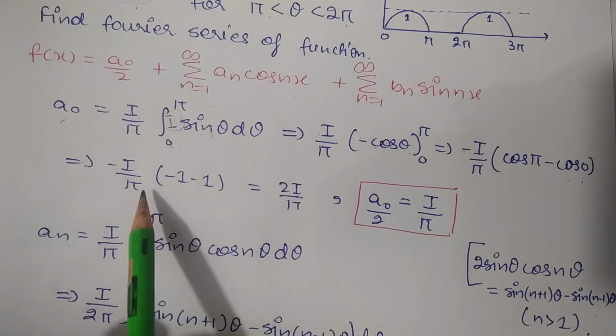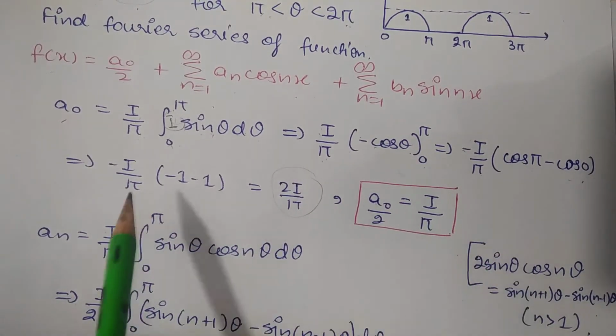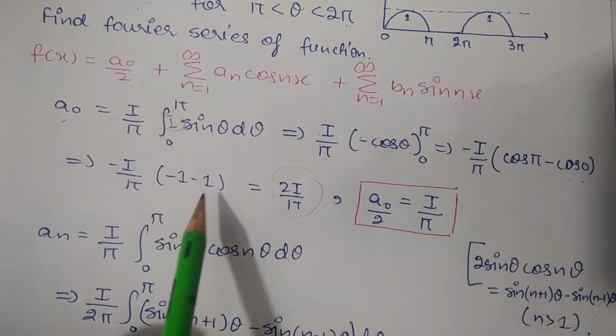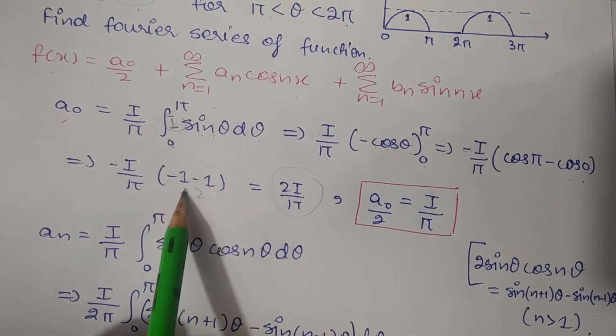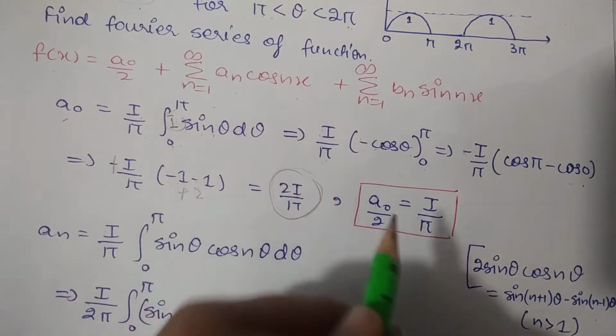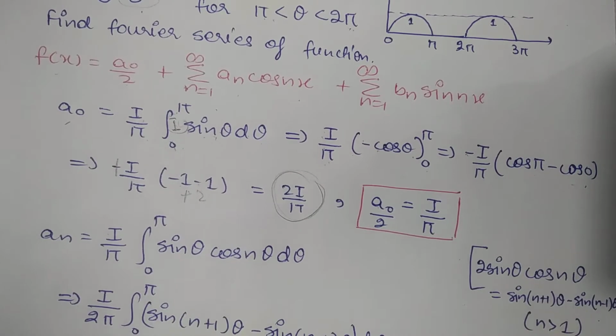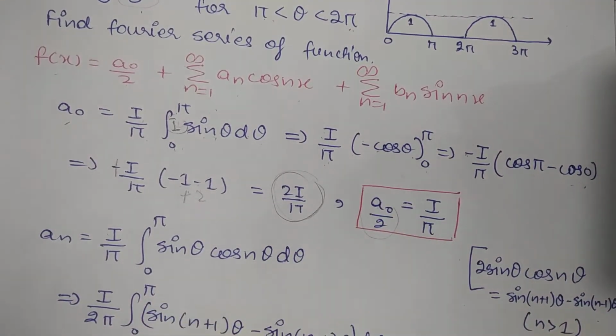And finally we will get the value of a naught equals 2I by pi, as cos pi is minus 1 and cos 0 is 1, so minus 1 minus 1 will be minus 2, and this minus will cancel out this minus, so this value will become 2I by pi, and the value of a naught by 2 will be I by pi only.